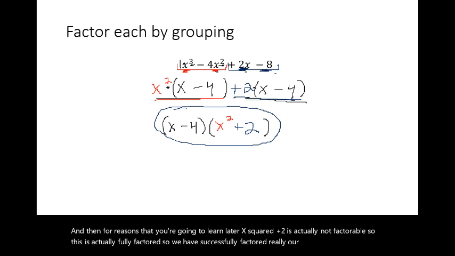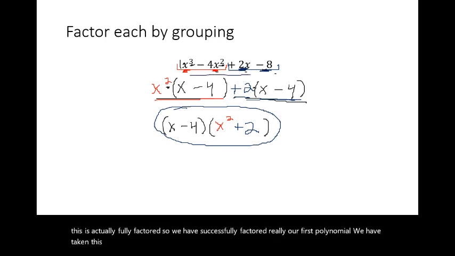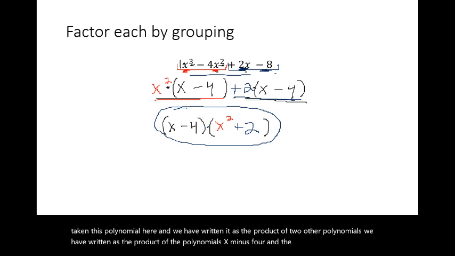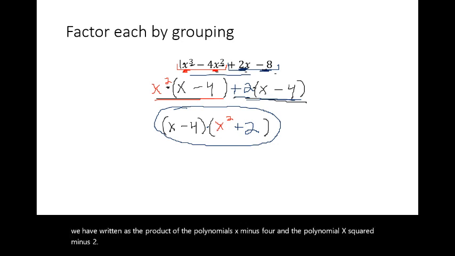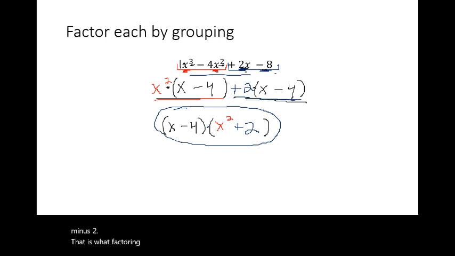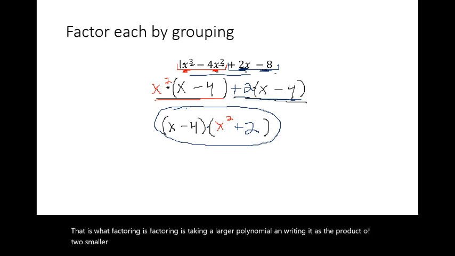So we have successfully factored really our first polynomial. We have taken this polynomial here and we have written it as the product of 2 other polynomials. We have written it as the product of the polynomials x minus 4 and the polynomial x squared plus 2. That is what factoring is. Factoring is taking a larger polynomial and writing it as the product of two smaller polynomials. And that's exactly what we've done here.